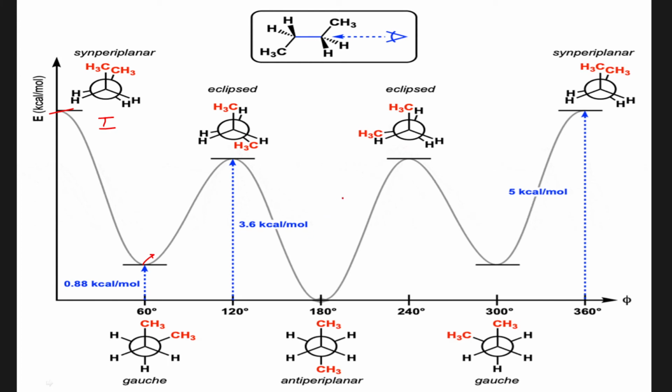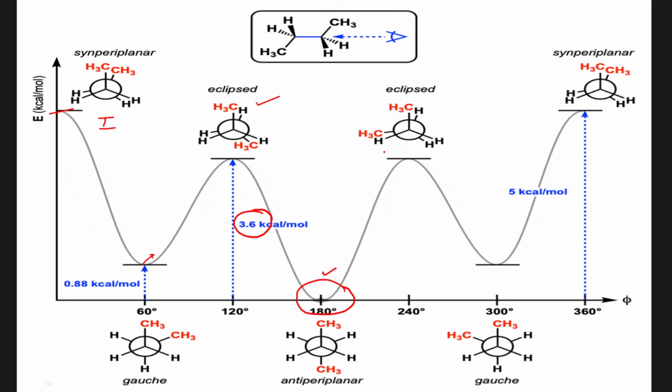So if you're looking at the one which has the lowest energy, that is going to be the anti structure, in which the methyl groups are directed opposite to each other. And you can compare the energy differences of anti and the other structures. Let's try to do that. If we're talking of the energy difference between the eclipsed form which we have taken over here and the anti, the energy difference is 3.6 kilocalories.